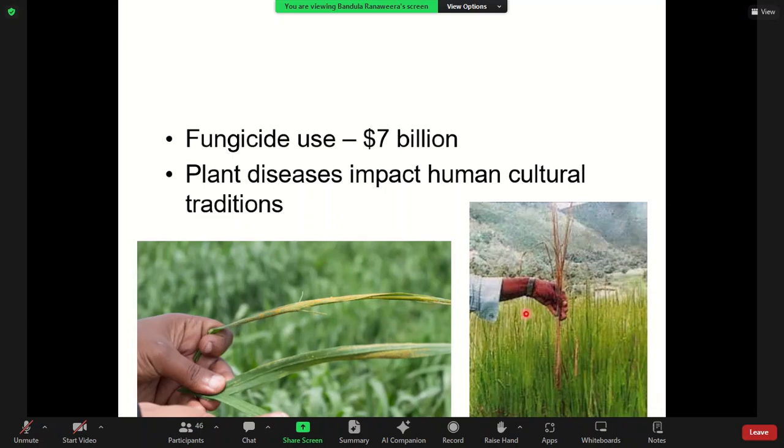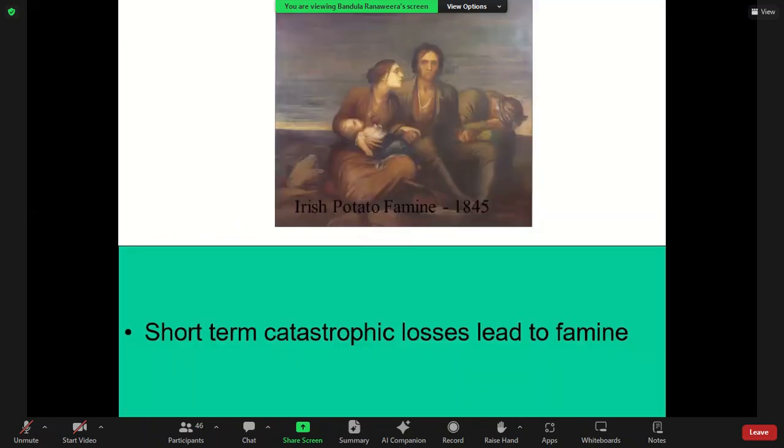Now, those are some facts or possible outcomes of a plant disease. But in addition to that, due to plant diseases, some disasters, catastrophic losses occur at a higher level. For example, in Ireland in 1845, there was a famine caused by potato late blight disease.